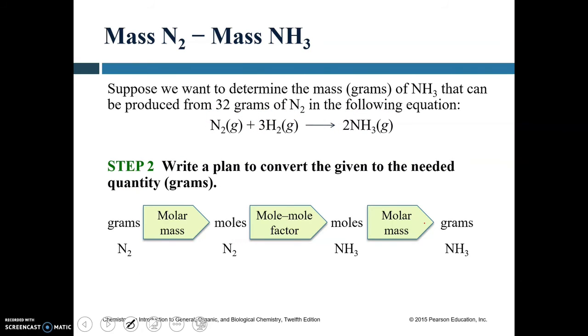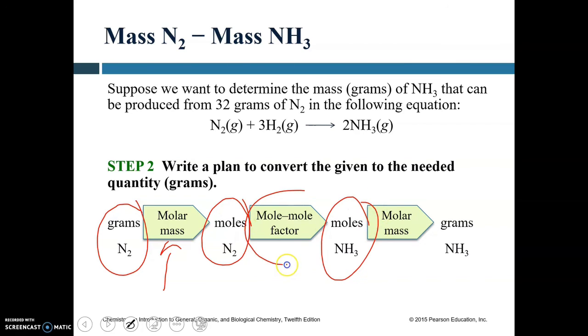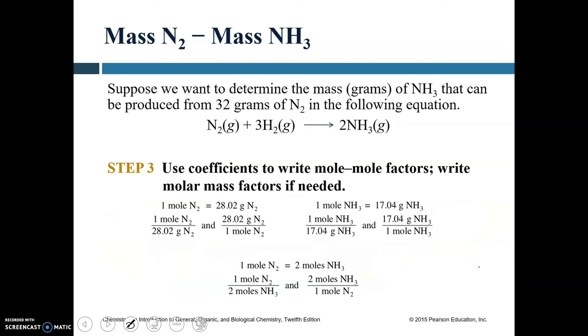So we're going to start with writing a plan. We're going to convert grams of nitrogen into moles of nitrogen using nitrogen's molar mass. Then we're going to convert moles of nitrogen into moles of ammonia using the mole-to-mole factor. And then we're going to convert moles of ammonia into grams of ammonia using the molar mass of ammonia.